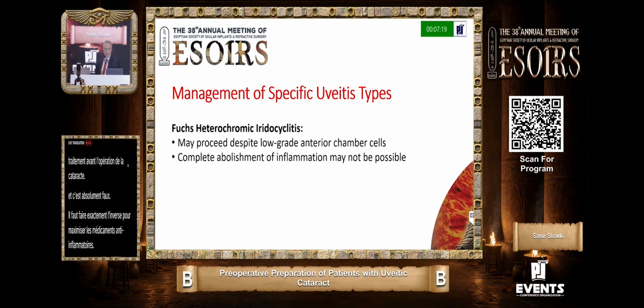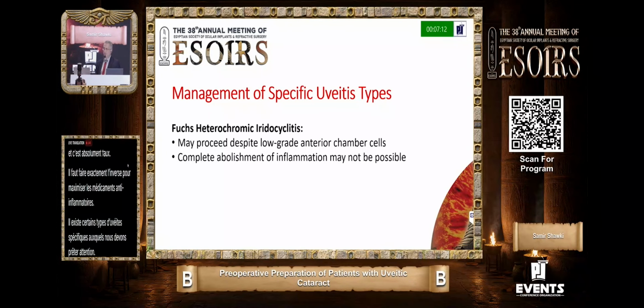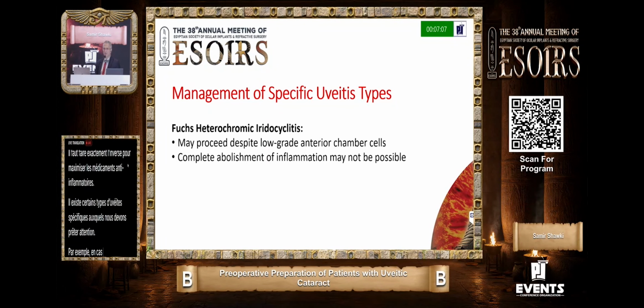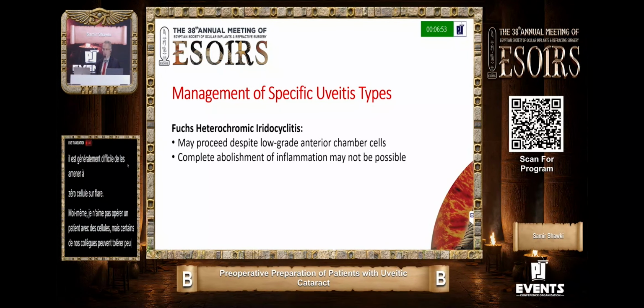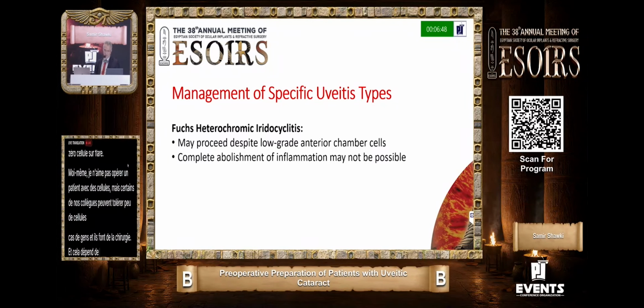There are some specific uveitis types that we have to pay attention to. For example, in cases of Fuchs uveitis, it is usually difficult to bring them to 0 cells and flare. I myself don't like to operate on a patient with cells, but some of our colleagues can tolerate a few cells in cases of Fuchs, and they do surgery, and it depends on the situation. But usually I can accept flare, but I cannot accept cells, and I respect the opinion of other colleagues.